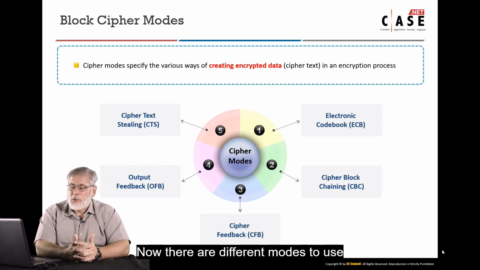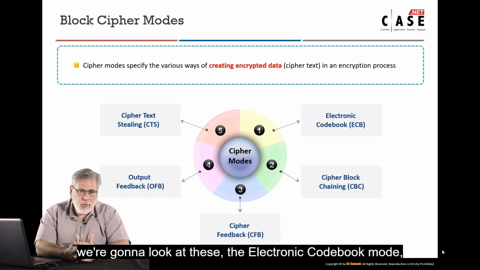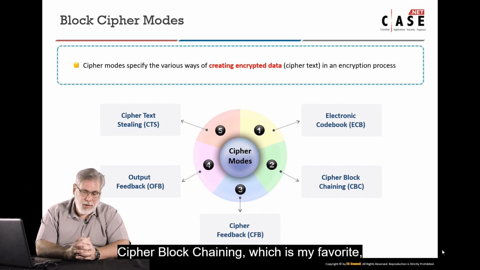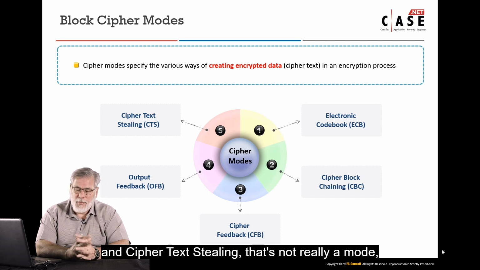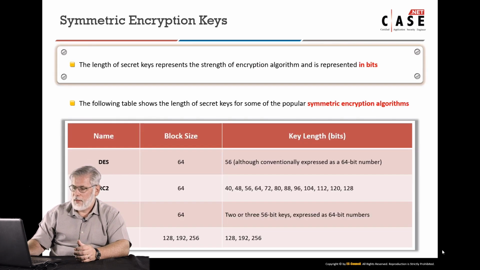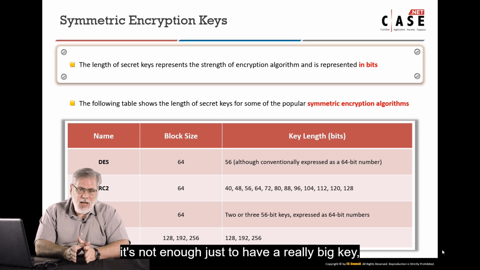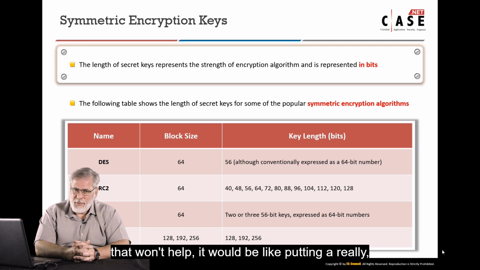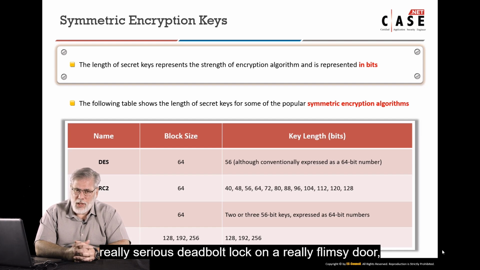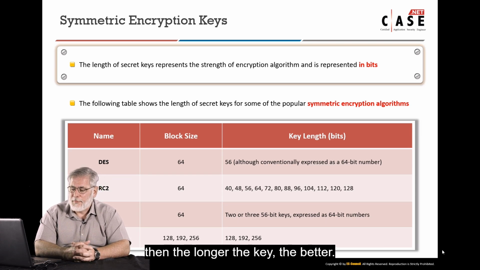Now there are different modes to use with those block ciphers, and they have different purposes. We're going to look at these: the electronic codebook mode, cipher block chaining, which is my favorite, cipher feedback, output feedback, and ciphertext stealing. That's not really a mode, that's an attack mechanism. We'll look at those modes a little later, but let's first look at the key sizes. It's not enough just to have a really big key. If you have a really big key on a really bad algorithm, that won't help. It would be like putting a really, really serious deadbolt lock on a really flimsy door. It doesn't help. But if the algorithm is secure, then the longer the key, the better.